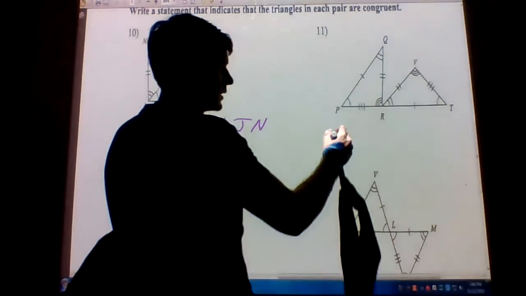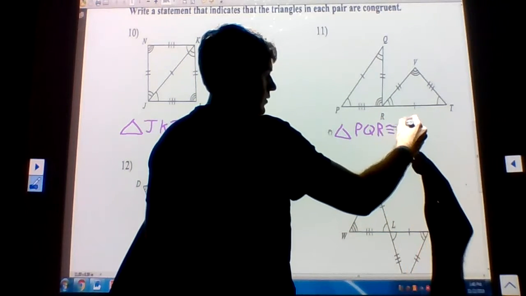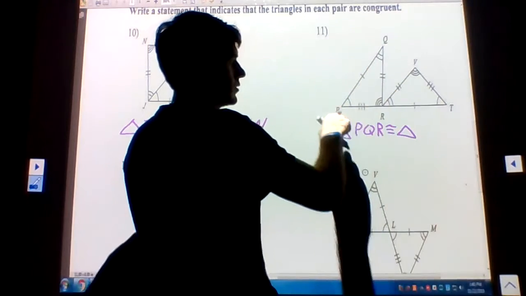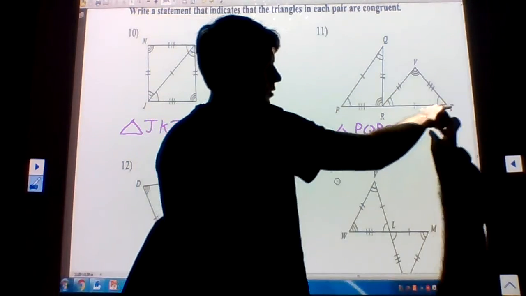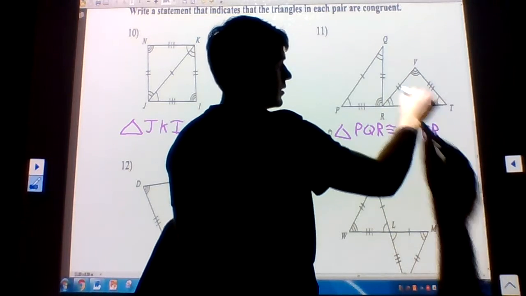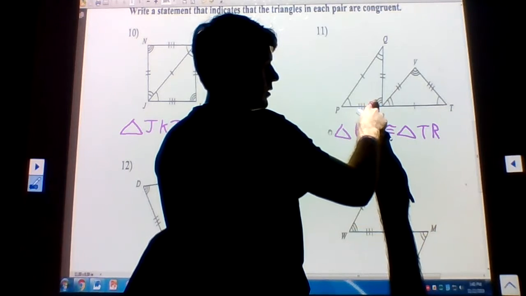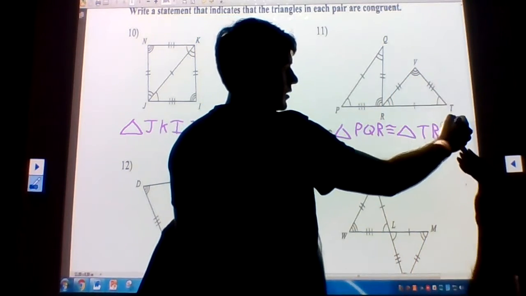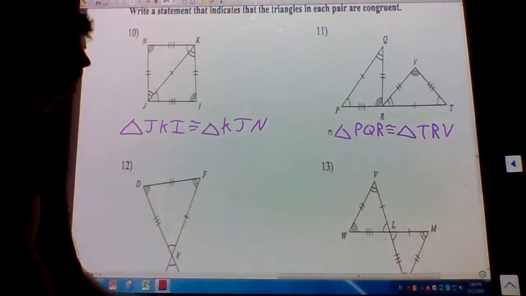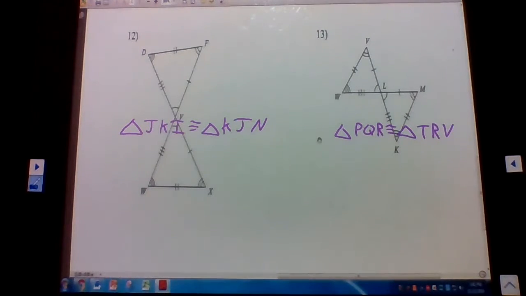Okay, over here, we can name the first triangle PQR. Right, 5 other ways to do it. I'm just going to go PQR. So P is going to correspond with T. Q is going to correspond with R. Right, Q in this triangle is going to correspond with R in the other triangle. And then R in this triangle is going to correspond with V in the other triangle. Okay, we got 2 more.